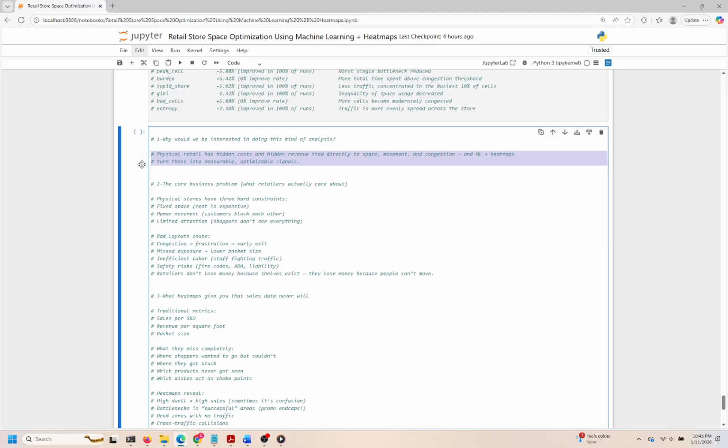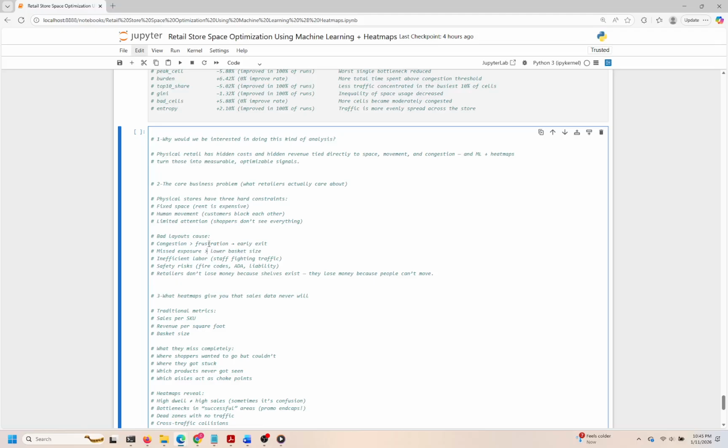They operate under tight constraints, including fixed space due to high rents, human movement that can hinder customer flow, and importantly, limited shopper attention, where customers can easily overlook products. Poor store layouts can lead to congestion, resulting in frustrated customers who leave without making a purchase. Additionally, if customers can't easily access or see products, retailers miss out on potential sales, which also leads to inefficient labor, where staff may struggle to assist customers due to overcrowding.